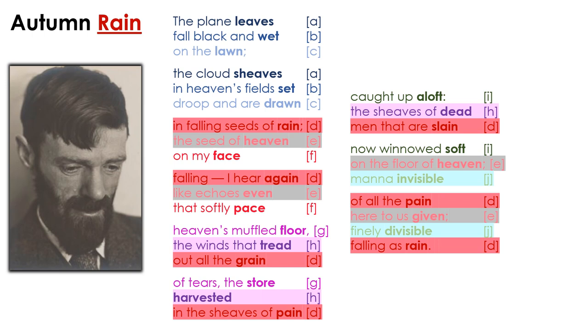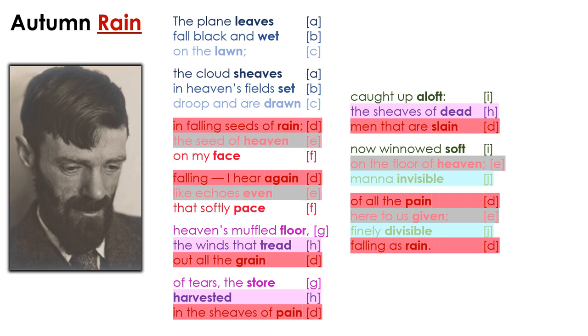So the pattern has been set up in the first six, but then this additional repetition of these two rhymes coming together in the seventh stanza really emphasizes these lines, the sheaves of dead men that are slain. And you can see why that would be a really important line that you would want to emphasize. So the H and the D and the H and the D have been set up in the fifth and the sixth stanza, and then they really hit home in the additional repetition in the seventh stanza. The winds that tread out all the grain, harvested in the sheaves of pain, the sheaves of dead men that are slain. So it's really aurally emphasizing those rhymes, dead and slain.